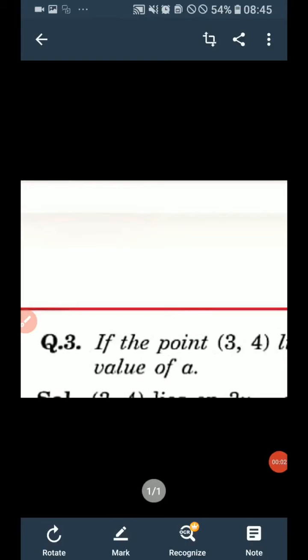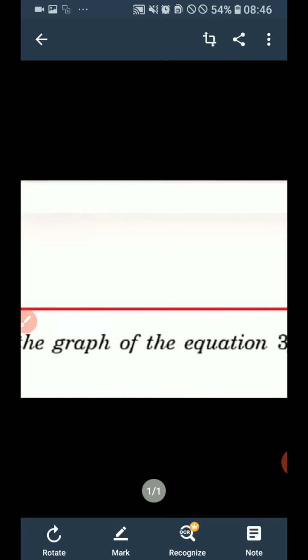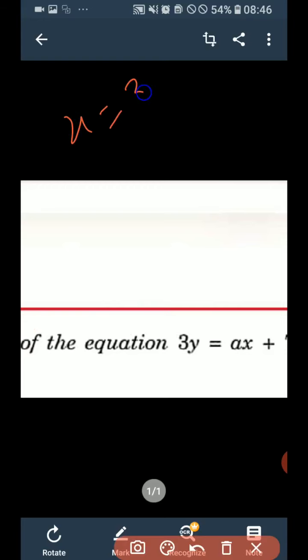Come to question number 3. If the point 3 comma 4 lies on the graph of the linear equation 3y equal to ax plus 7, find the value of a. My dear students, we are given that 3 comma 4 lies on the graph of this linear equation, which means it is a solution of the given equation, right? So the values of x and y, which are 3 and 4, will satisfy this equation. So put x equal to 3 and y equal to 4 in this equation.